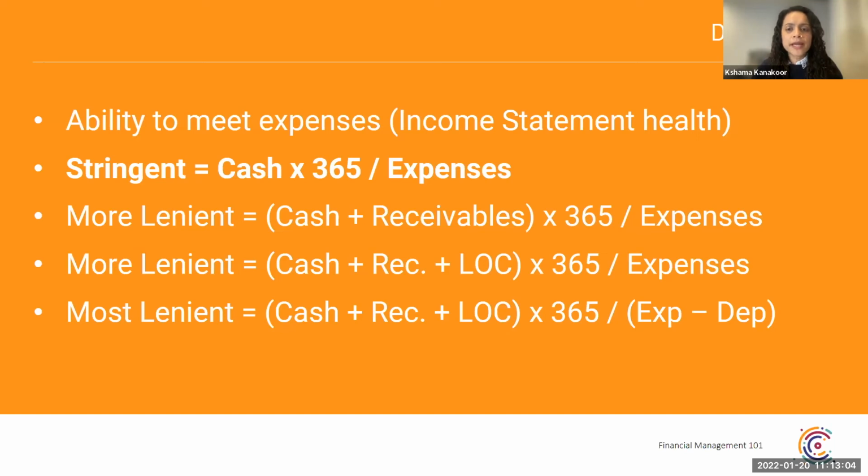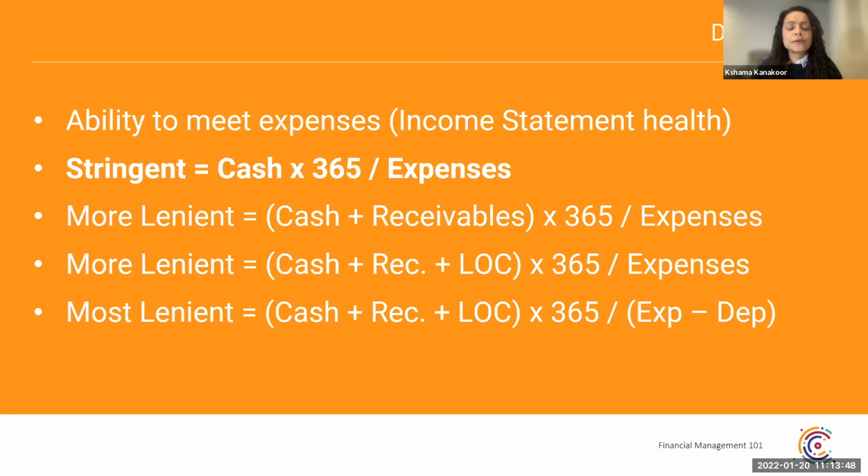And so for the most stringent way, you would actually take the cash, which in our sample organization was about $6,843, multiplied by 365 days in a year, and divided by your annual operating expenses. And what it actually means is that if you did not have any other cash coming in for the rest of the year, how much of your annual operating expenses would you be able to cover with the existing cash that you have? And then if you want to take a more lenient approach, you would add in your receivables to the cash. Perhaps there's a portion of the receivables that's coming in and that can be converted to cash in a fairly quick period of time.